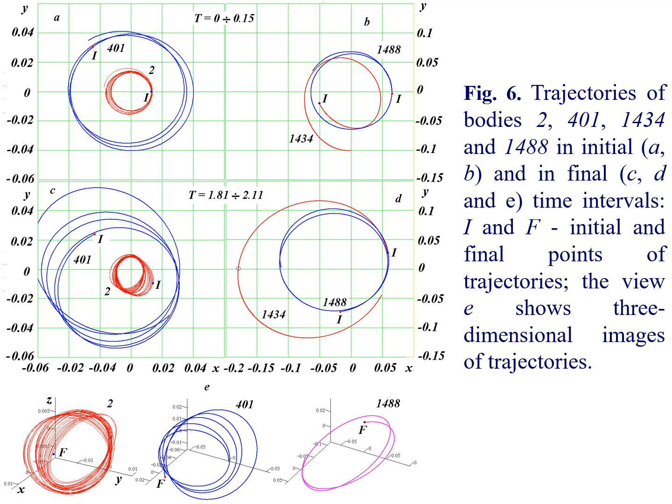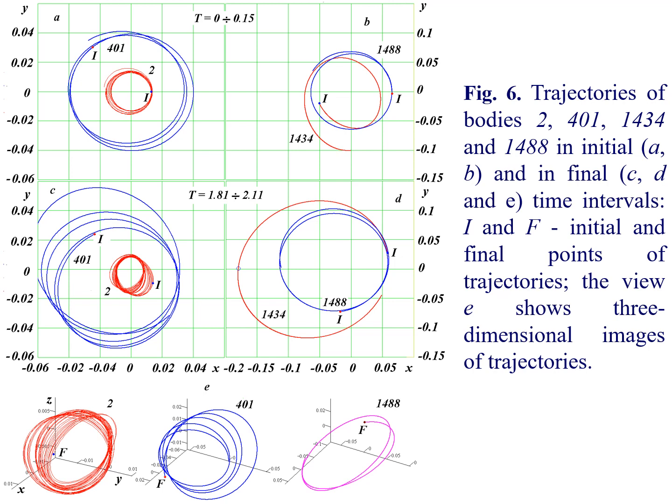trajectory of body 1434 immediately becomes elliptical due to the approach to body 1311 at a distance equal to 90 body radii. On the final time interval, the orbit of body 2 decreases while that of body 401 increases.